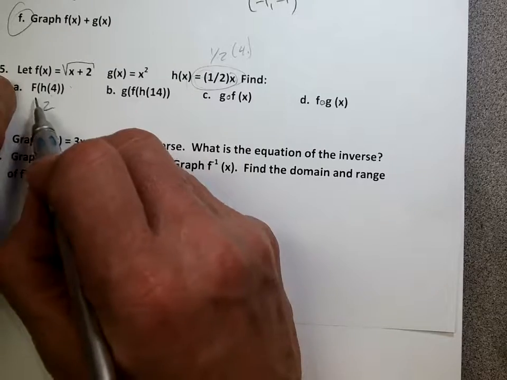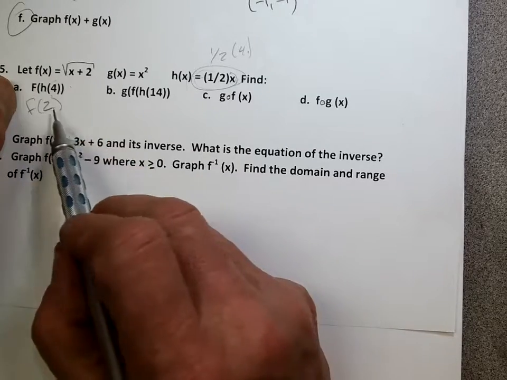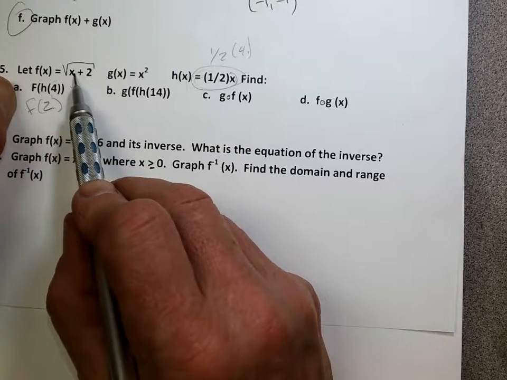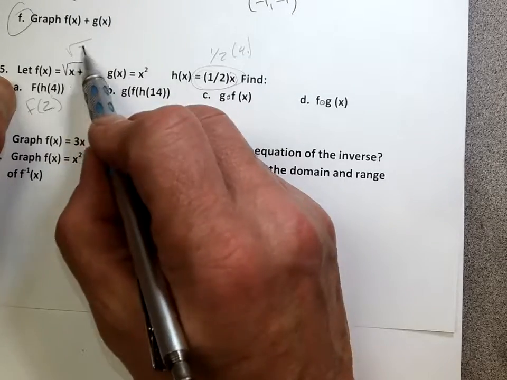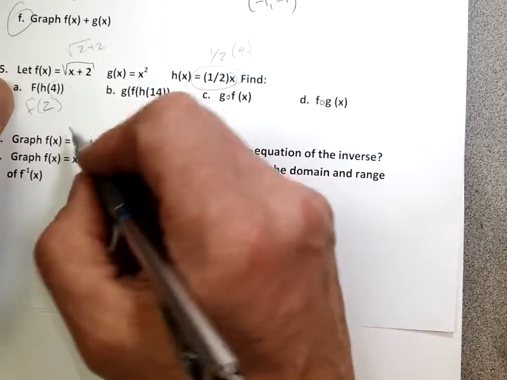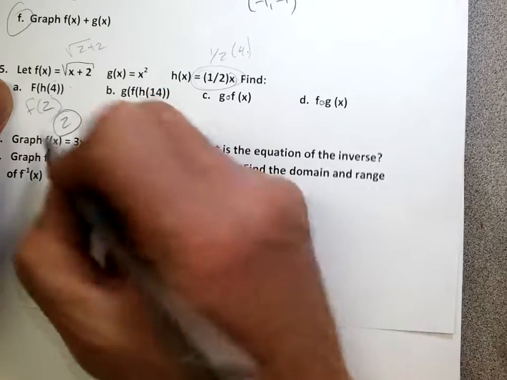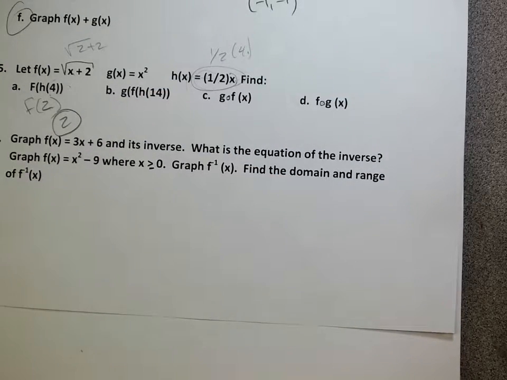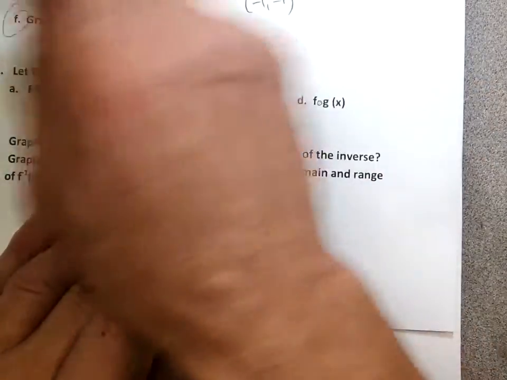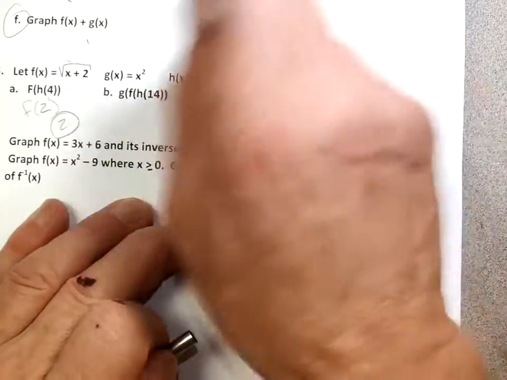Now take 2 and plug it into the f equation. So 2 goes into here. So I get the square root of 2 plus 2. The square root of 4 is 2. There's your answer. Erase all this mess so I can mess with it again.